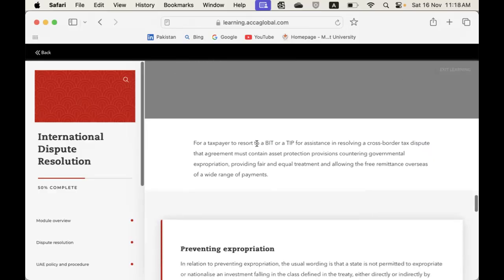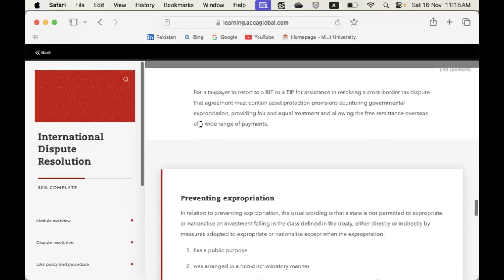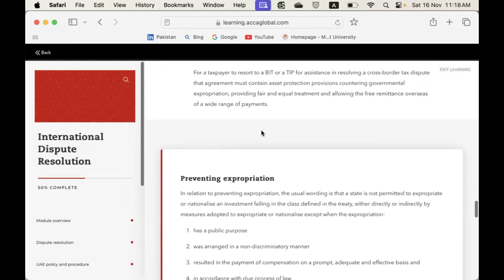So moving on, for taxpayers to resort to a BIT, bilateral investment treaty, or a TIP, which is treaties with investment provisions, for assistance in resolving a cross-border tax dispute, that agreement must contain asset protection provisions concerning governmental expropriation, providing fair and equal treatment, and allowing the free remittance overseas of a wide range of payments. Naturally, these are the biggest. Actually, this is a beautiful paragraph. The three points that they have mentioned are the biggest concerns for any investor.